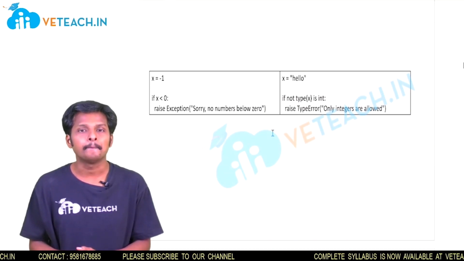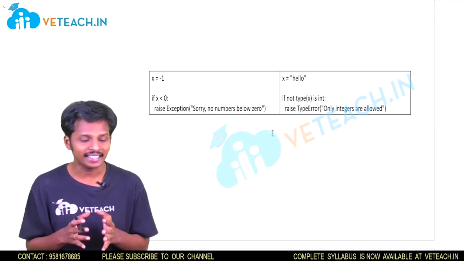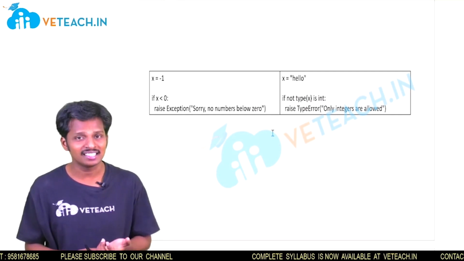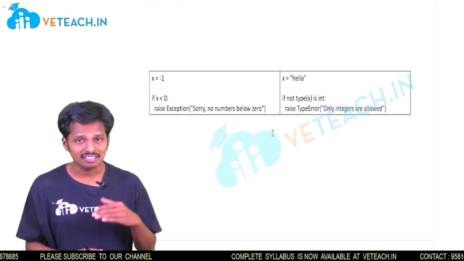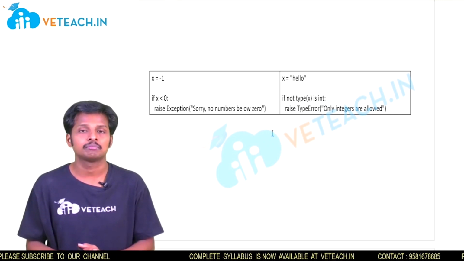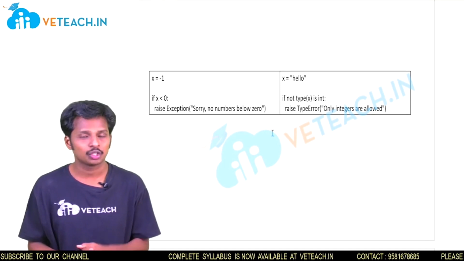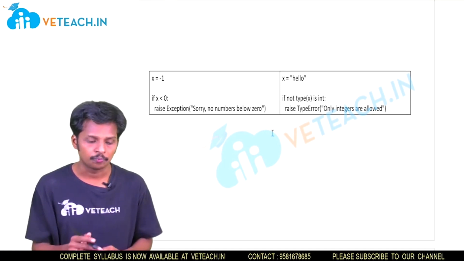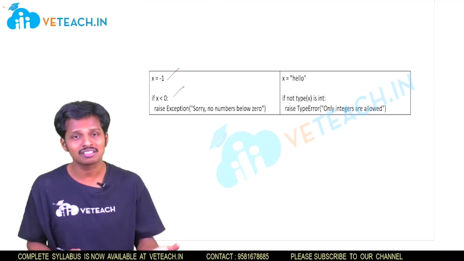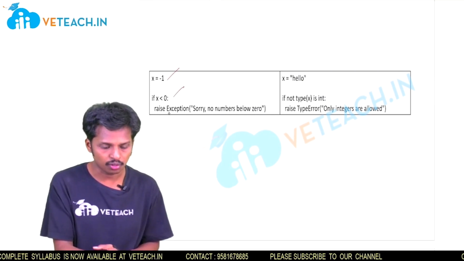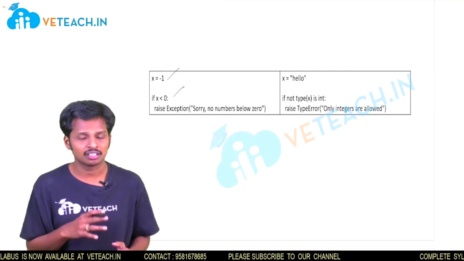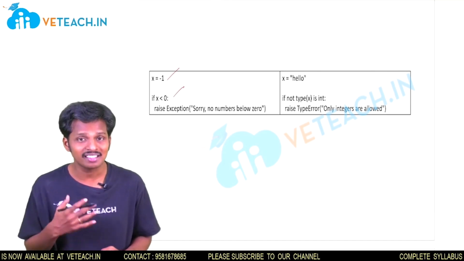x is equal to -1, and we are writing a condition here to check whether the value of x is greater than 0 or less than 0. If it is less than 0, I am raising an exception with the message "Sorry, no numbers below 0." You should not give a number below 0. x is equal to -1. If x is less than 0, x is obviously less than 0. So what happens is raise Exception("Sorry, no numbers below 0"). Raise is the keyword to raise an exception, and the exception that has to be raised is Exception.